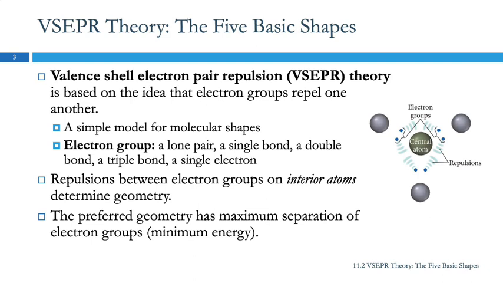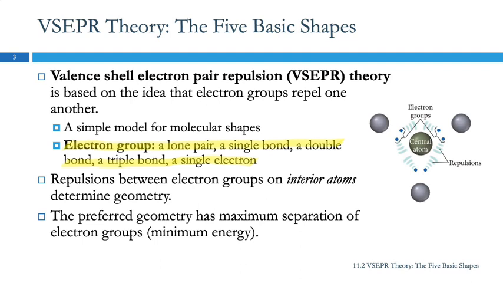A very important foundation here is understanding what we mean by electron group. We're talking about electron groups, not electron pairs. A lone pair of electrons is one group. A double bond is one group. A single bond is one group. A triple bond is one group. And a single electron is one group. You may say, well, how can it be a group if it's only one?